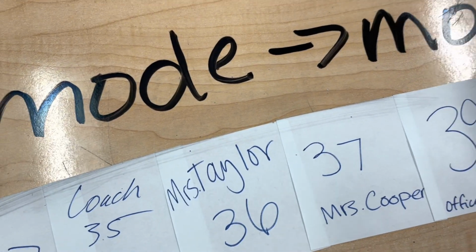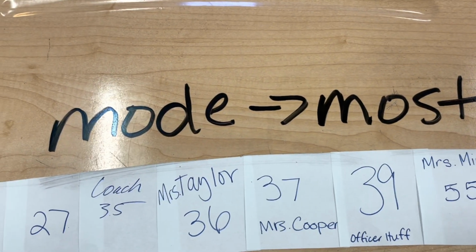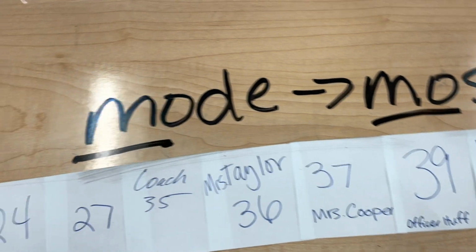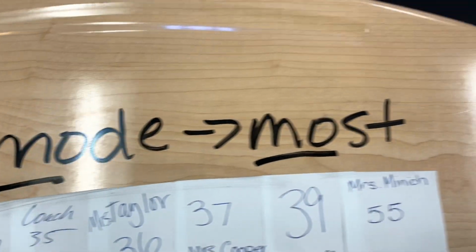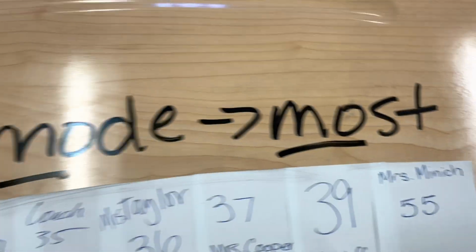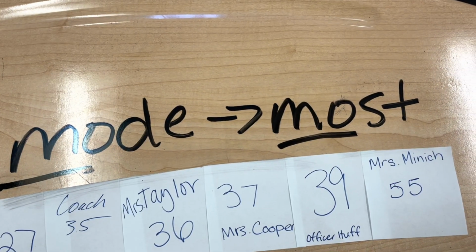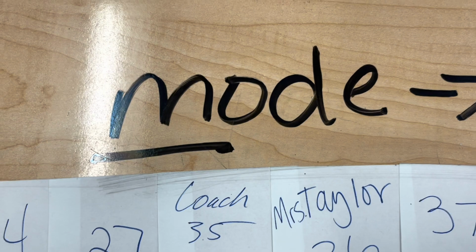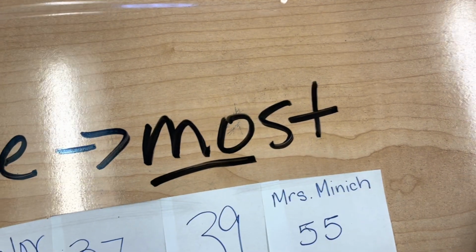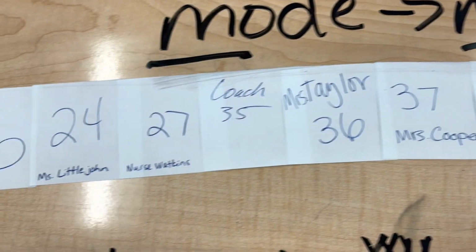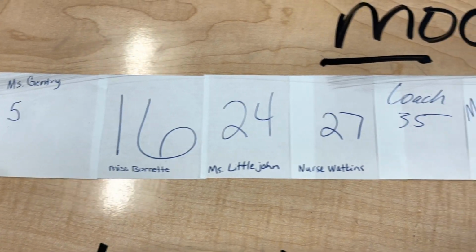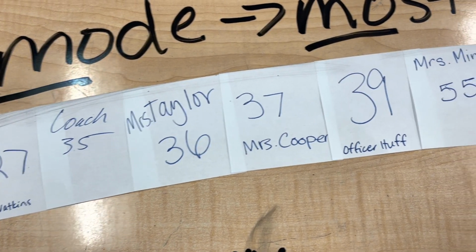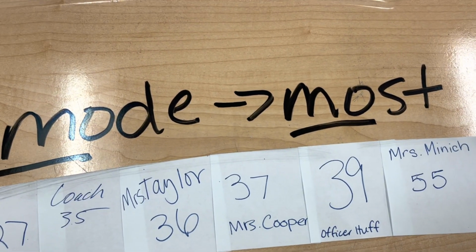And the best way to remember mode is that mo and mo. Mode is the number that you see the most. Mo and mo, they both have that M-O. So remember, mode is the number that you see the most. That means if there was a number in our set of data that was on here more than one time, that would be our mode.